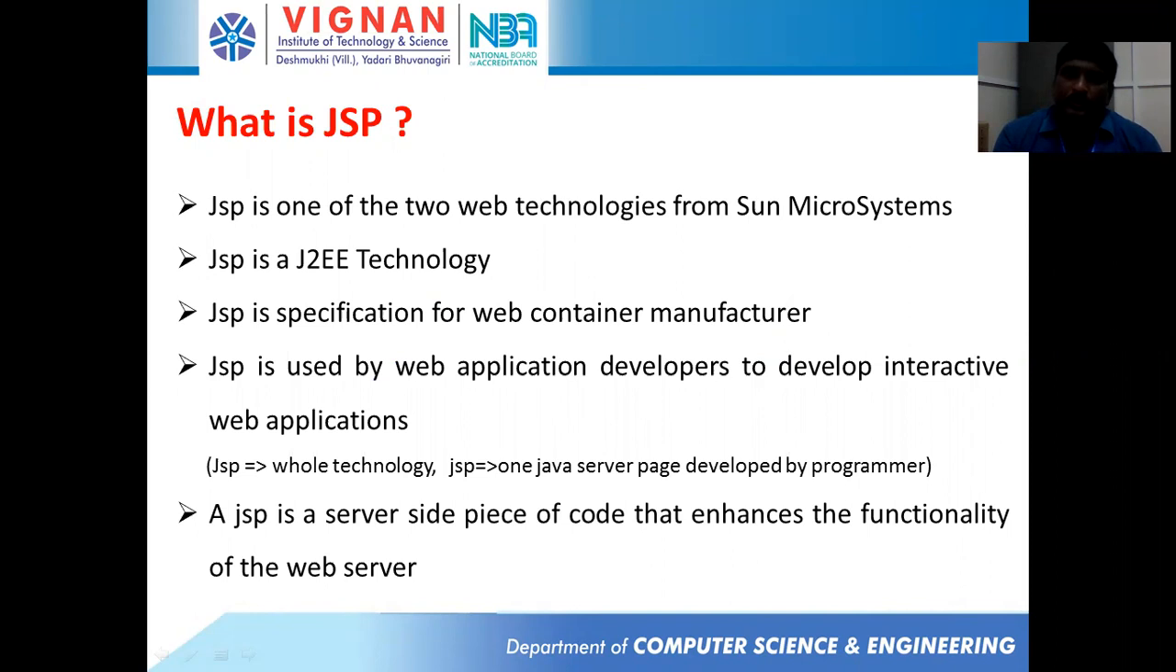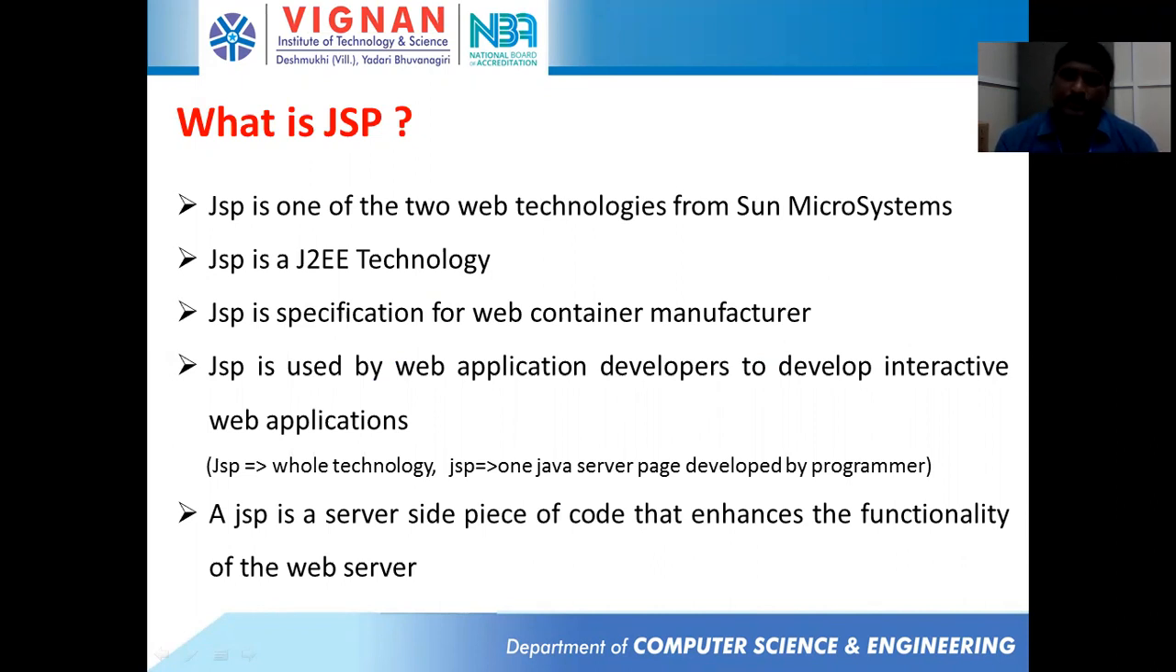Actually, Sun Microsystems uses three types of Java. One is J2SE, second is J2EE, third is J2ME. J2SE is for developing core applications, core programs, and J2EE is meant for developing business, industry-oriented applications or web applications. And J2ME is the micro edition, for things like mobile application development. So JSP is one of the J2EE technologies.